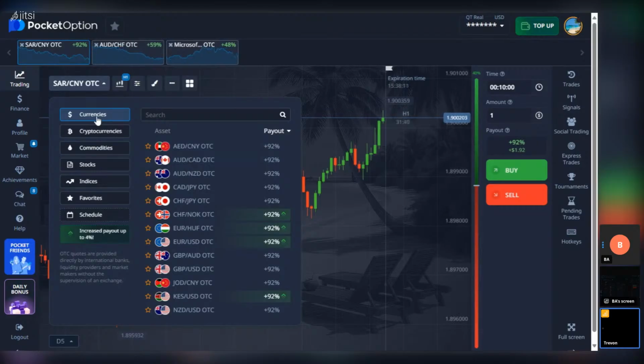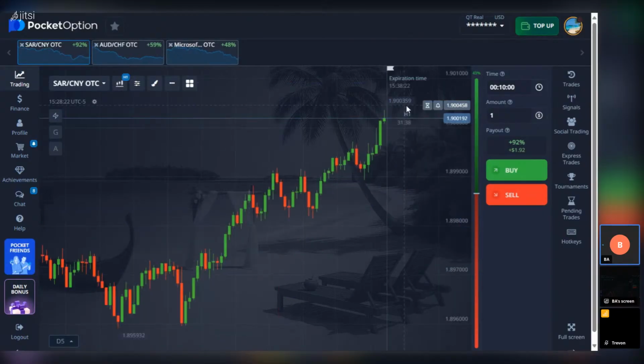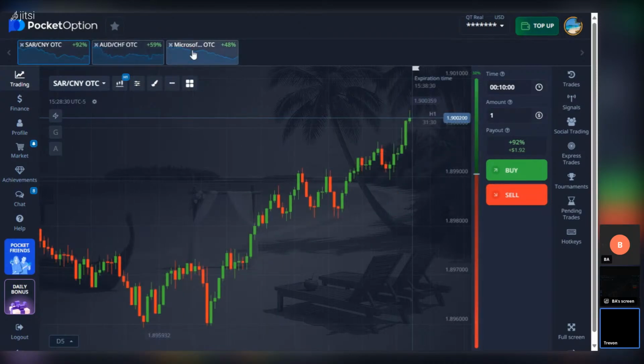And then what I'm saying, you want to go through all your pairs and just put a star by the pairs that look overextended like this. You see what I'm saying? Just make sure they're overextended. Then just put a star by them. It's going to put them on the top of your screen, so you can go back and click on it. And make sure they're at that 92%.